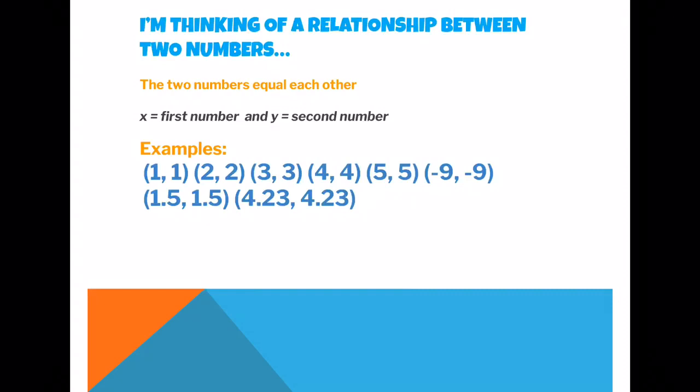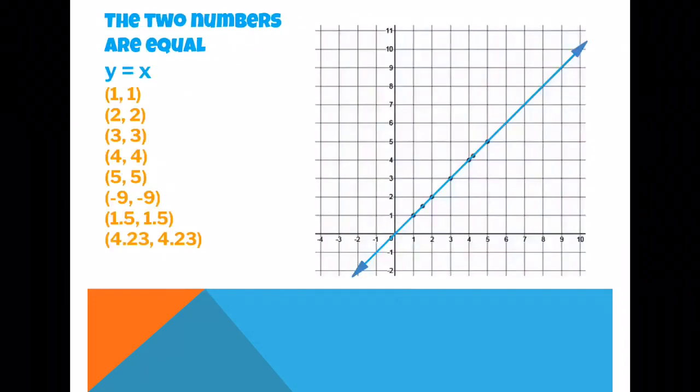And again, for this relationship, there is an infinite number of solutions. We can't write them all out, but we can surely come up with an equation that represents this relationship, which is x equals y. And we can show that on a graph to represent the infinite number of solutions.